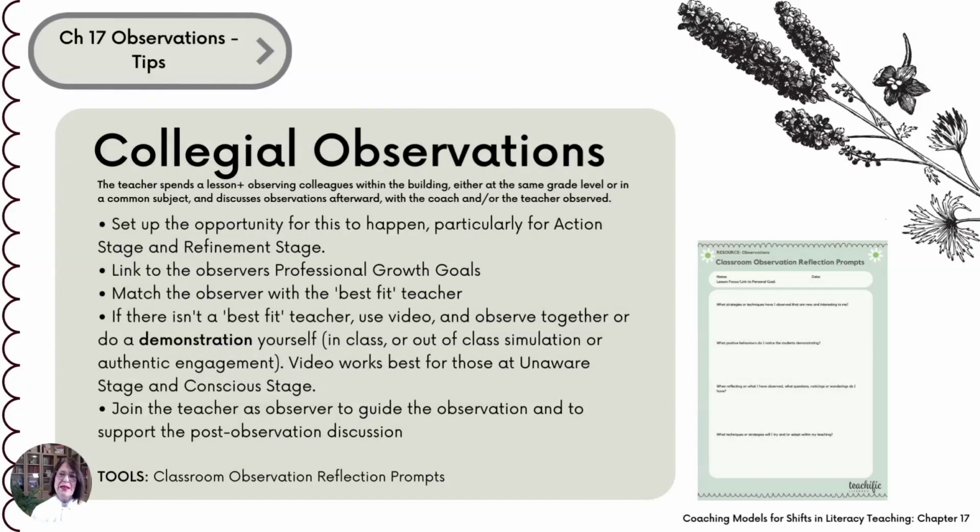And some tips to really get these up and running and ways that can work effectively: you're really the one that can help set up the opportunity for this to happen, particularly for those teachers in the action and refinement stages where you want to link the observers to their professional growth goals, because that's what you are helping them to move along with. If in your records you know what their professional growth goals are, then you're going to be able to start pairing them up with those people who are further down the track in those kinds of things that they're trying to work on.